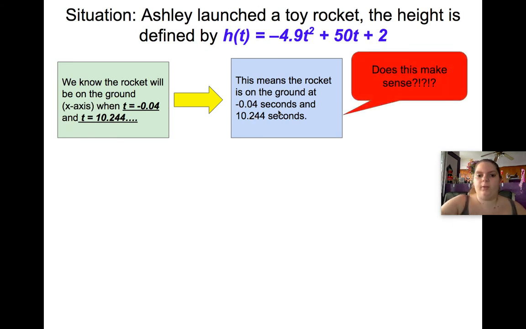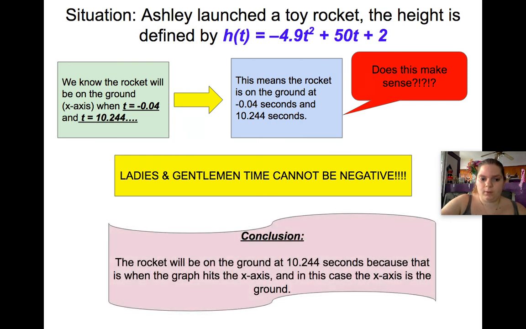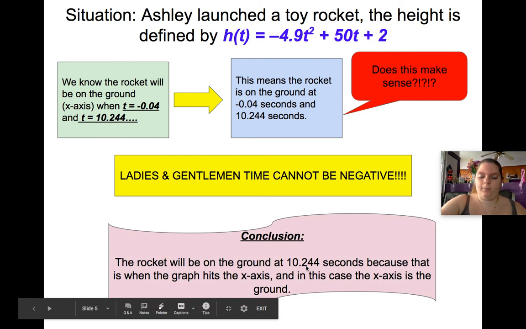But does this actually make sense though? I have a negative seconds and I have a positive seconds. Time cannot be negative. So in reality, I need to reject this negative root. Negative 0.04 seconds does not make sense. So in conclusion, the rocket will be on the ground at 10.24 seconds because that's when the graph hits the x-axis in real time. And we talked about the x-axis being the ground.